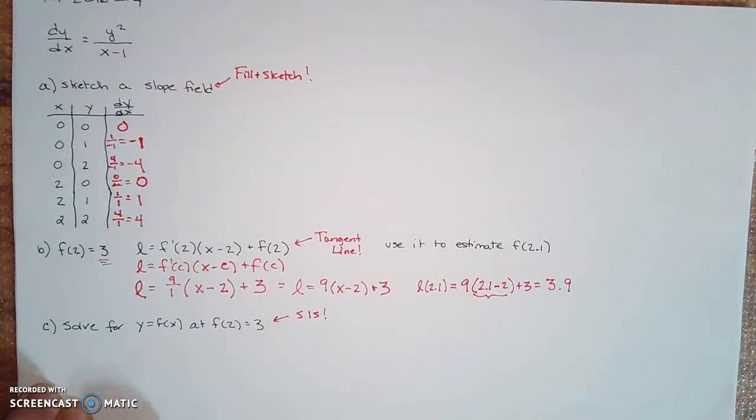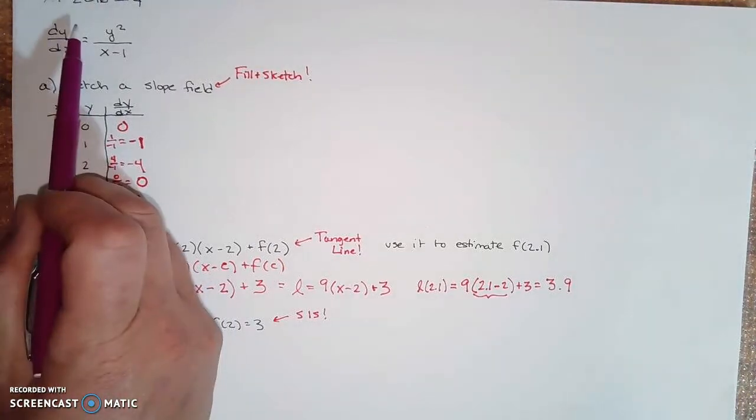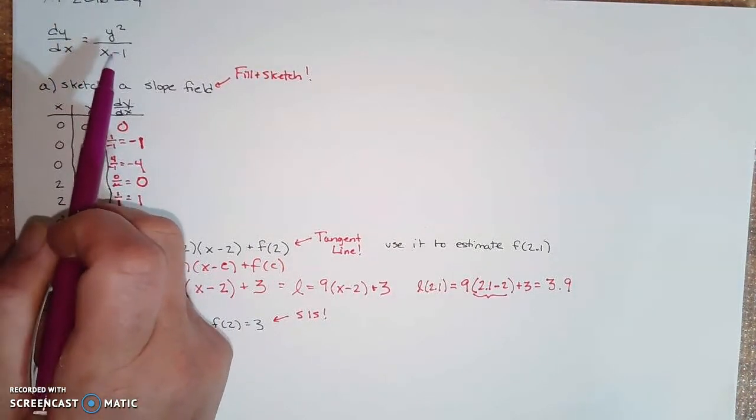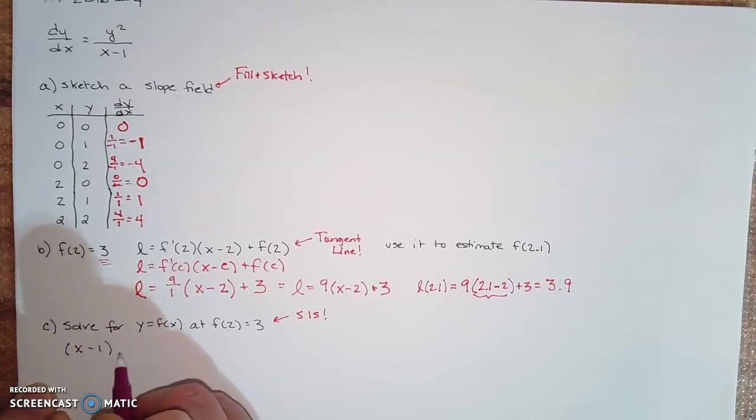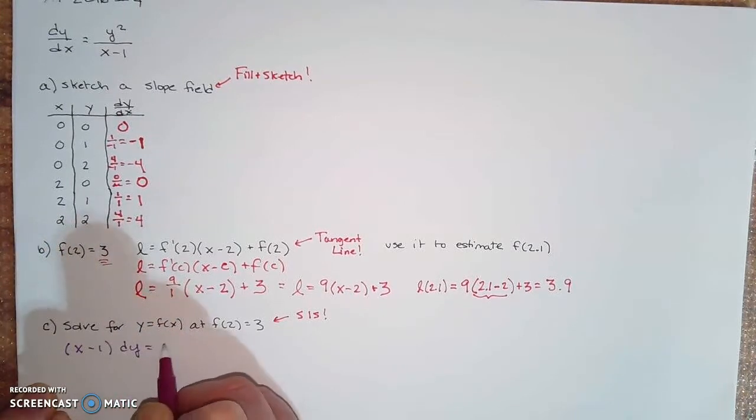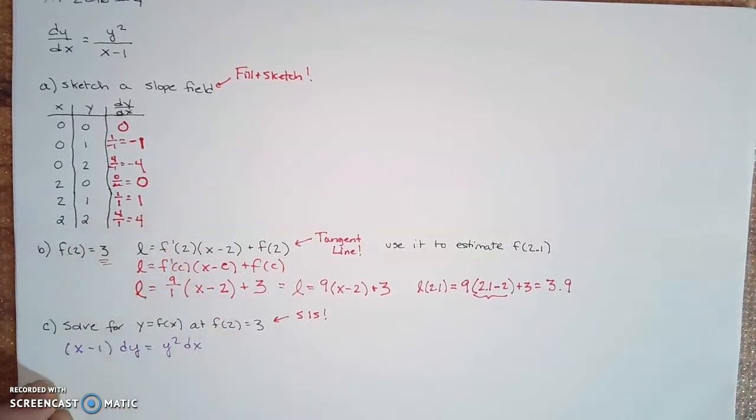So my original equation is dy over dx equals y squared over x minus 1. I'm going to start by cross multiplying. Doesn't always help, but it usually makes it easier. x minus 1 dy equals y squared dx. And you can see already this problem's got problems. The x's are not by themselves. The y's are not by themselves.